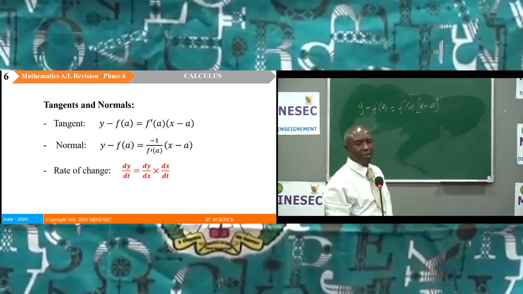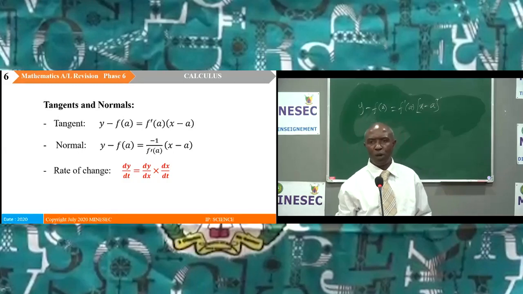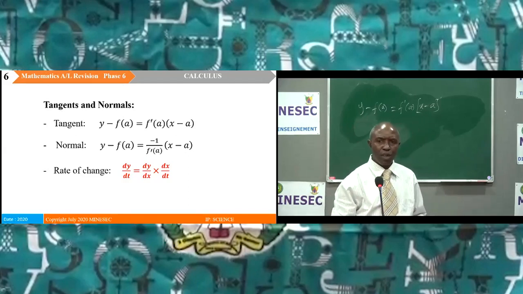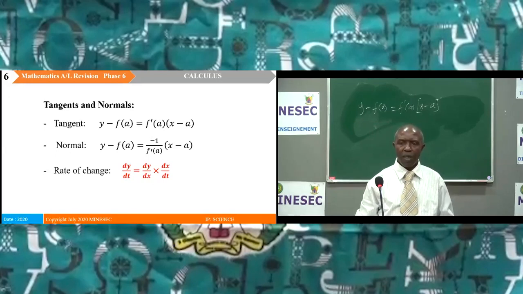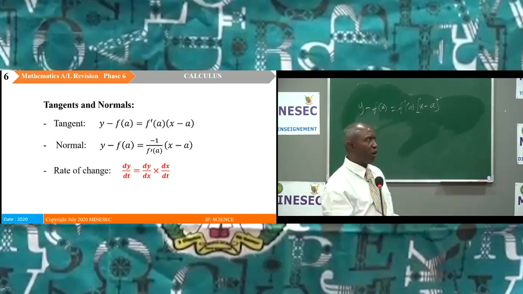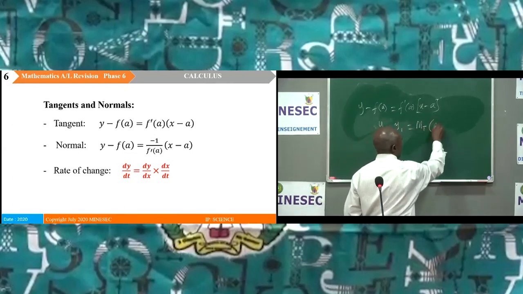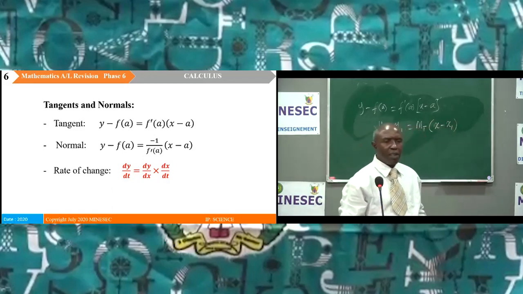Let's take, for instance, that you were given some function in terms of y or in terms of x, and that function passes through a point. Now, to get the equation of a tangent to that curve, we need to differentiate the function and then substitute the value of x in that function to get the gradient of that curve. Thereafter, we use the equation of a line, y minus y1 equals the gradient of the tangent into x minus x1, at the point where that line is the tangent to the curve.